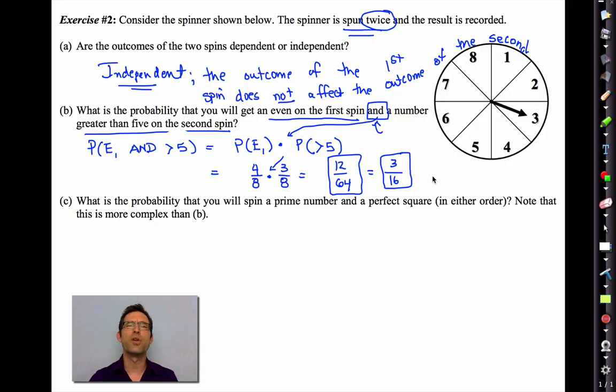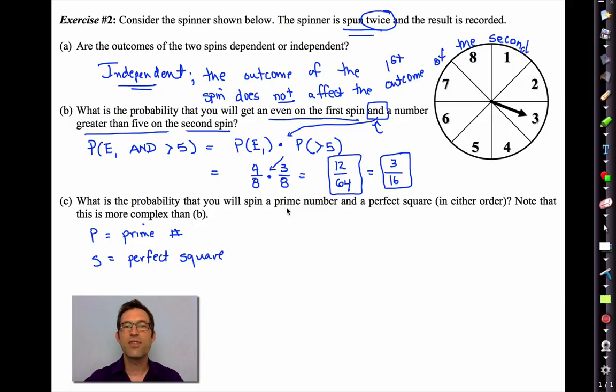Okay, this is where probability really starts to get slippery. It says, what is the probability you will spin a prime number and a perfect square in either order? So notice it doesn't say a prime number on the first spin and a perfect square on the second spin. It says a prime number and a perfect square. All right, I'm going to let P be the event of getting a prime number, and I'm going to let S be the event of getting a perfect square.